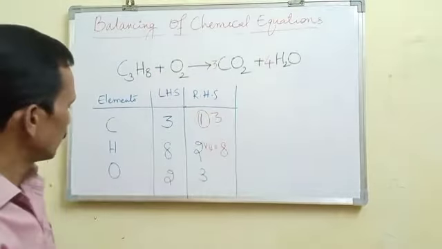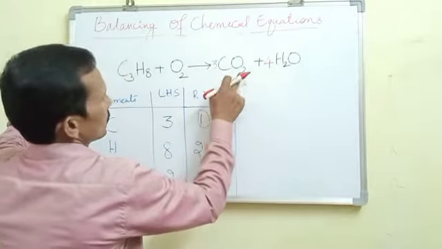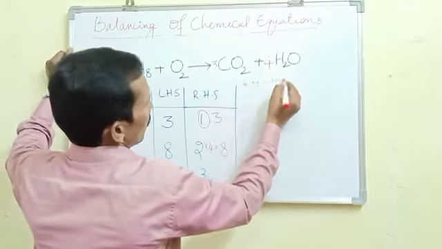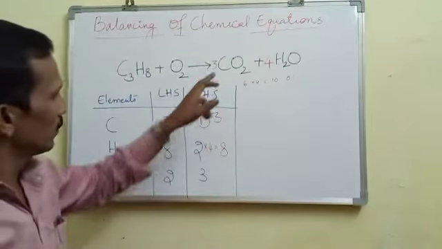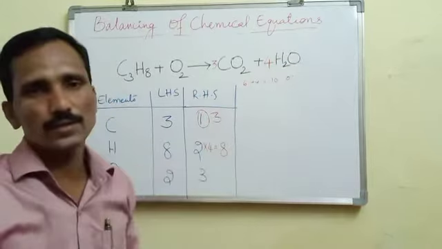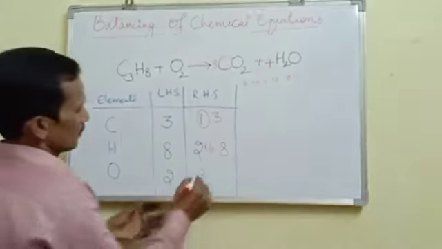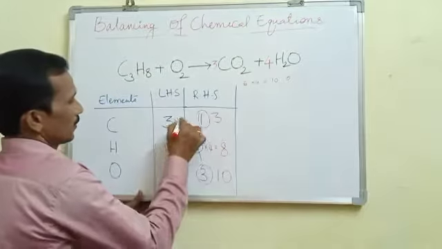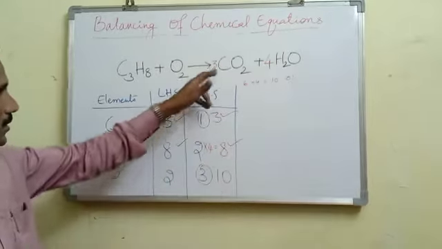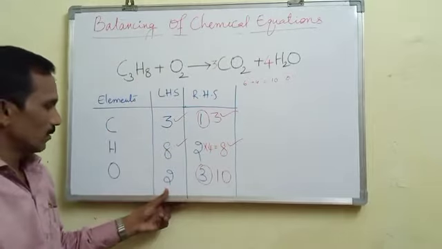So 3, 8. Now look at oxygens. Here oxygens are 3 into 2, 6. Here 2 oxygens, 2 into 3, 6. Here 4 into 1, 4 oxygens. Total 10 oxygens are there at the product side: 2 into 3, 6 plus 4 into 1, 4. Total 10 oxygens present at the right hand side. So here carbons are balanced, hydrogens are balanced. Next, 10 oxygens at the right hand side. To balance the oxygens at the left hand side, how many are present there?